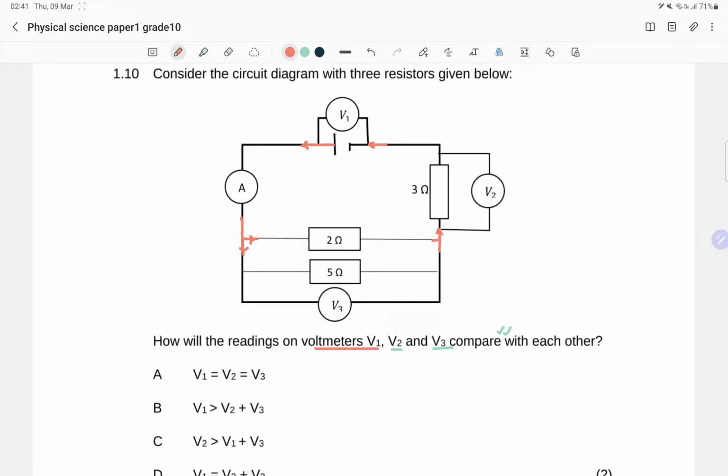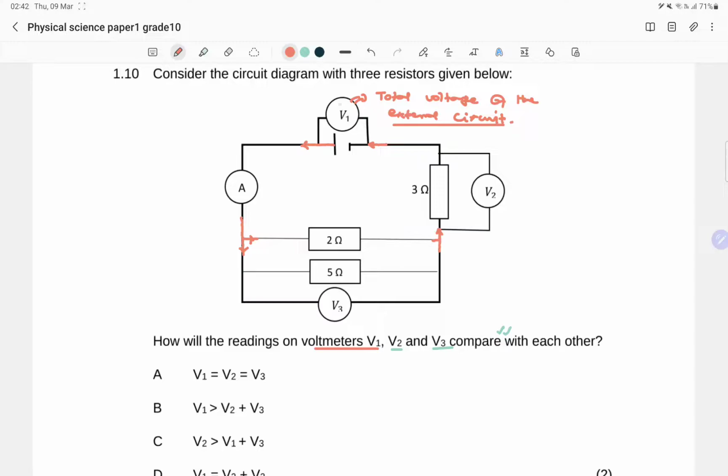Well, we know that V1 is, if you see a voltmeter across the terminals of the battery, this tells us we have the total voltage of the external circuit. But of course, you guys only deal with the external circuit in grade 10, even in grade 11. But in grade 12, you will have the so-called internal resistance. But forget about it now.